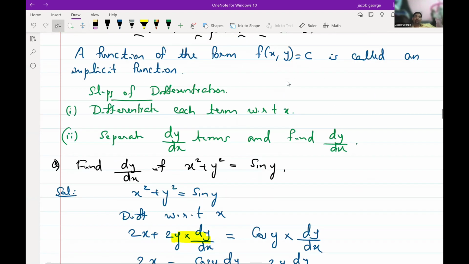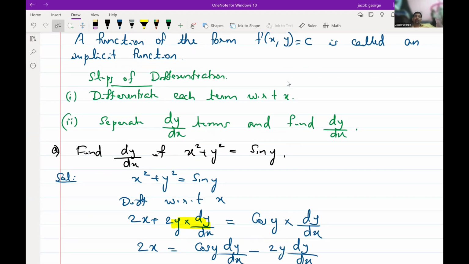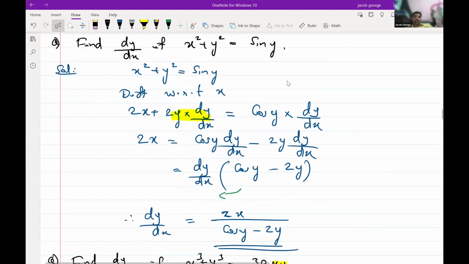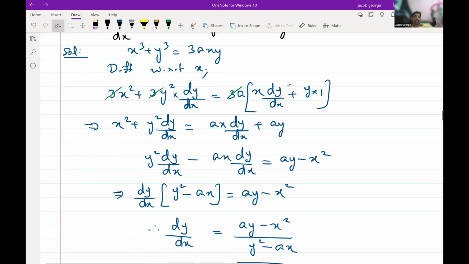Then implicit function. Implicit function means x and y will be mixed up. So we have to do the differentiation throughout with respect to x. Derivative of x with respect to x is 1, but derivative of y with respect to x is dy by dx. Then we should collect the dy by dx terms together and find out dy by dx. This type of direct questions, you all have to go through. If any doubt, you can ask.